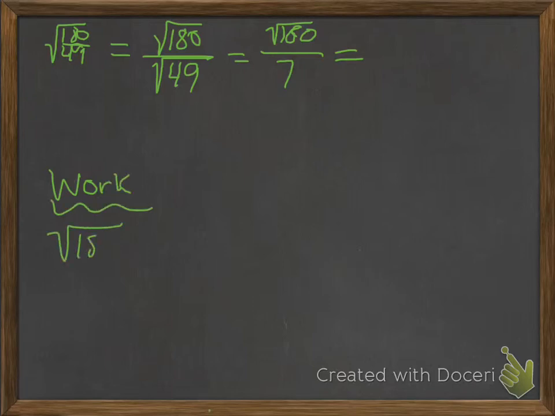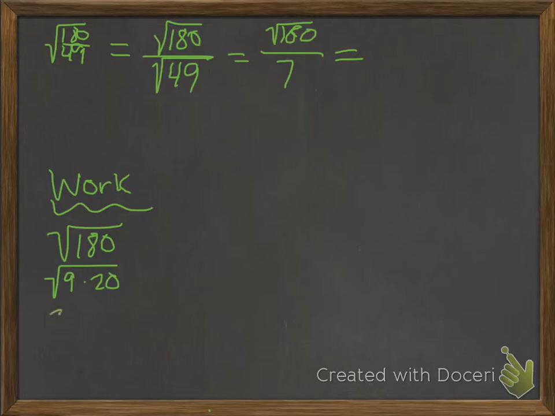So the square root of 180, an easy way to do this, we could start with 9. Or, well, you could start with 9. You could also start with 4, but we're going to do 9. So this is the same as 9 times 20.